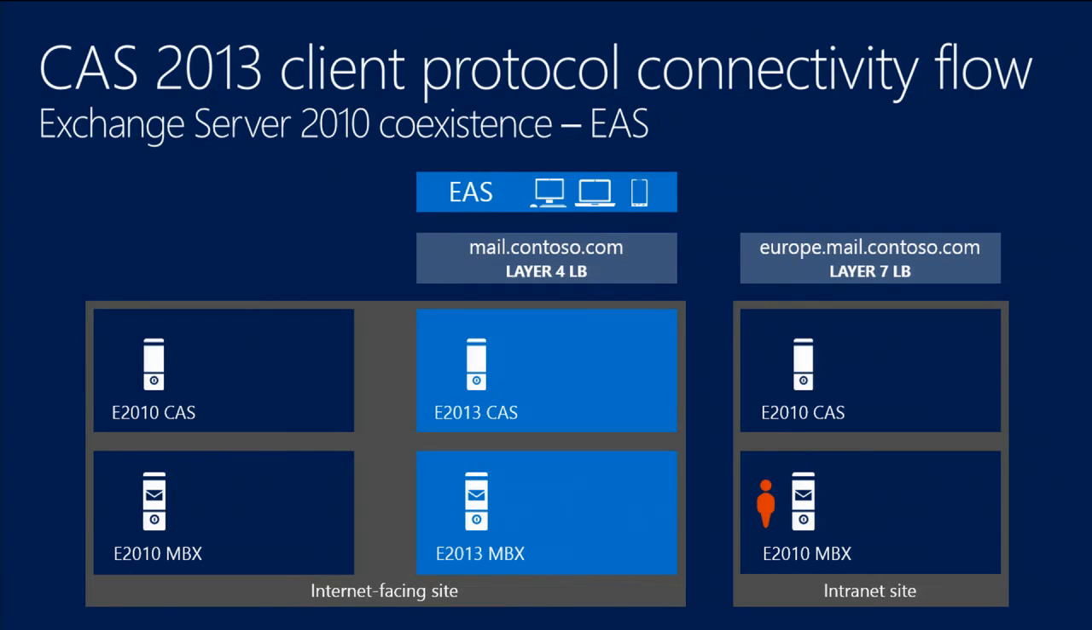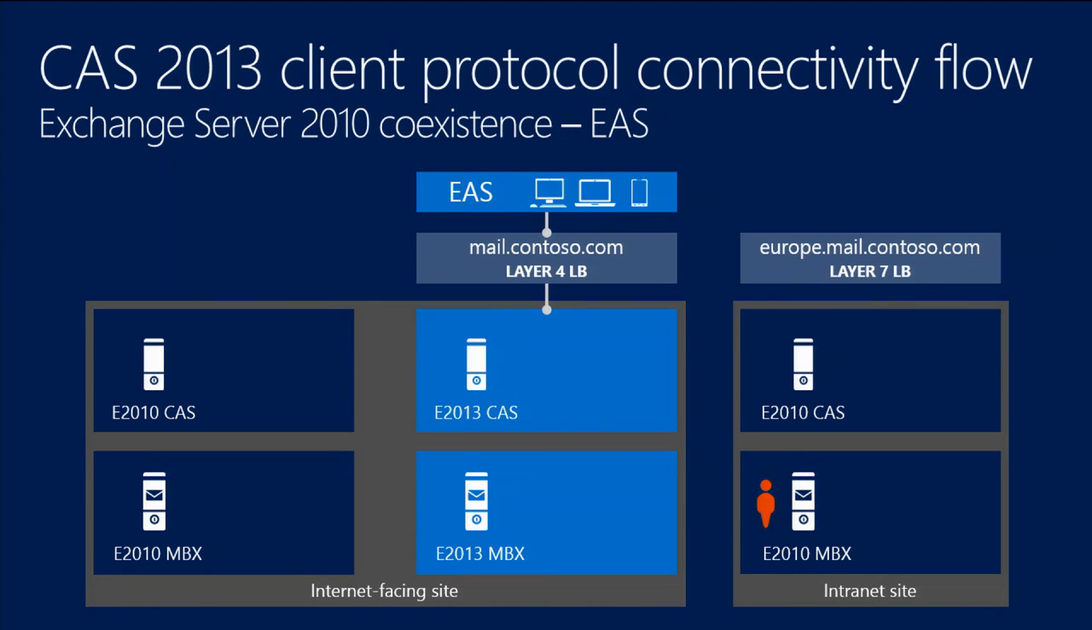If we throw another namespace in here, it's 2010 again. The connection, well, let's do this scenario first then, right? So the client is configured for europe.mail.contoso.com. He gets connectivity. He's talking directly to 2010. But if the client happened to be configured for mail.contoso.com, what are we going to do?